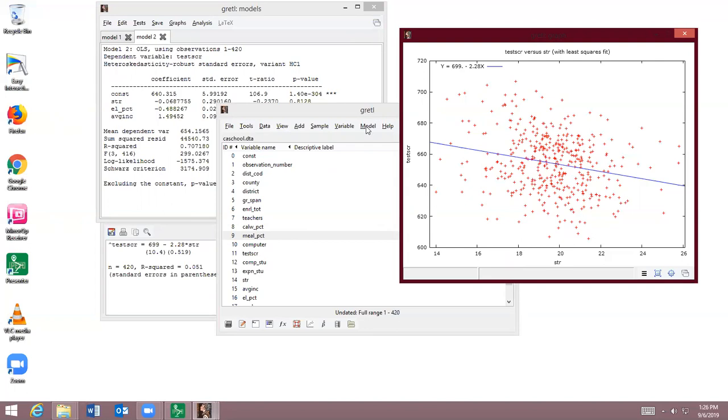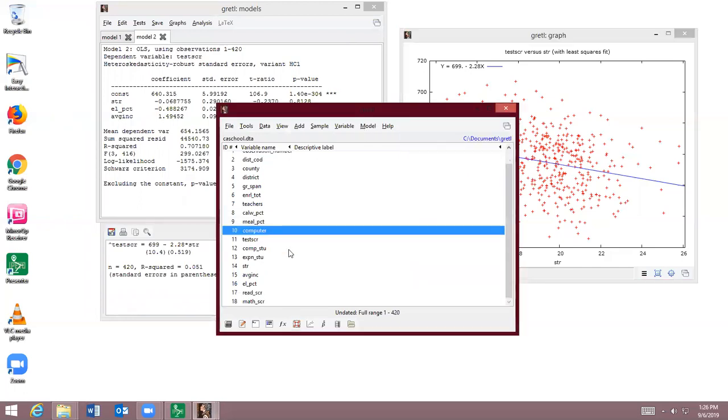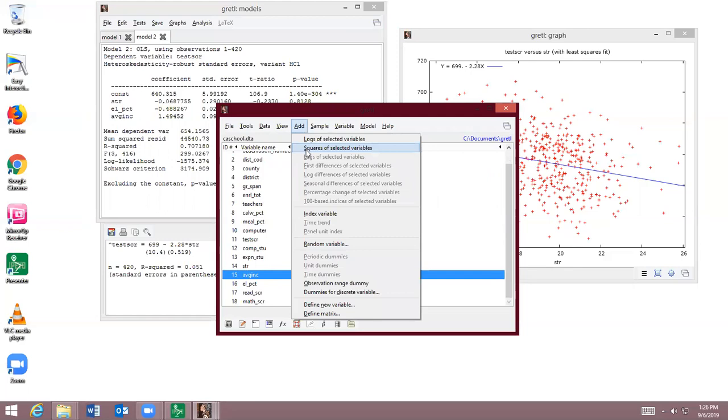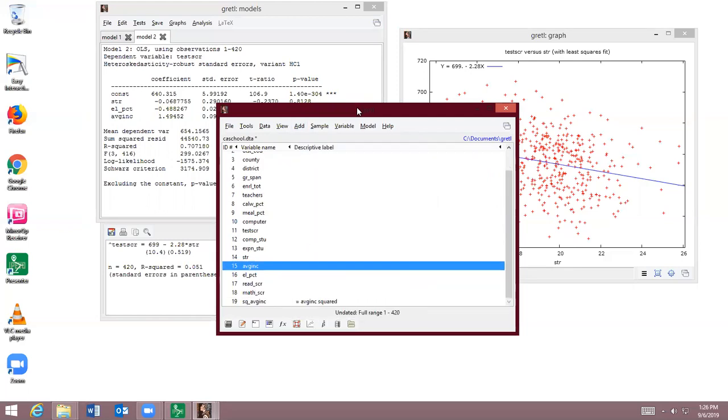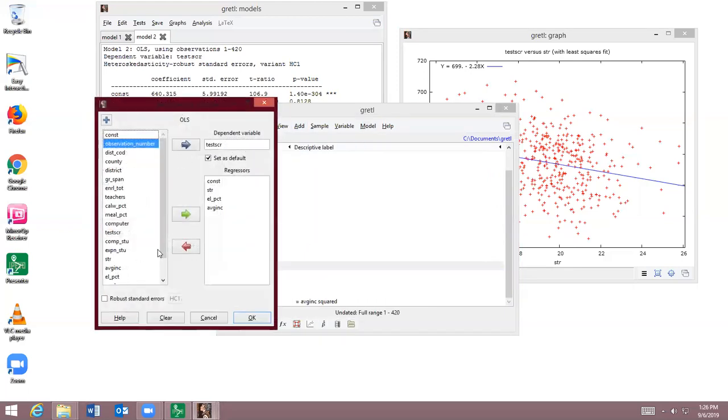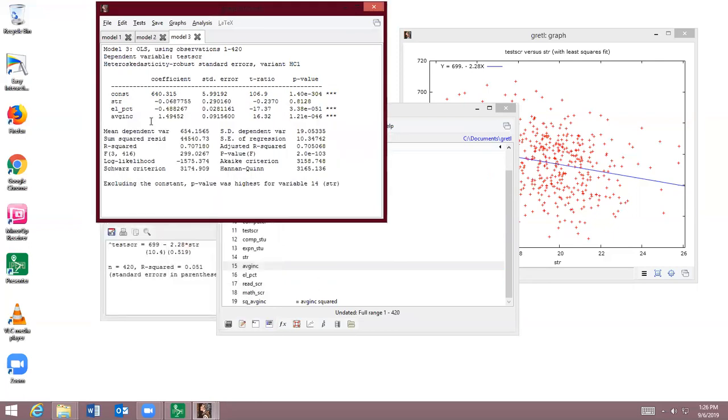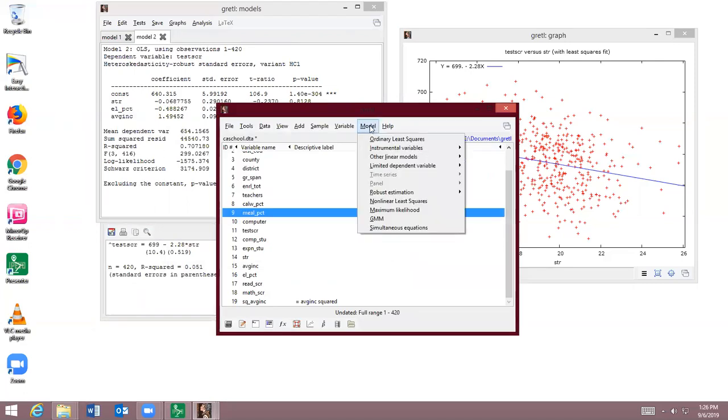So what if there's a non-linear relationship that's actually going on between some of this stuff, specifically average income, right? So what can we do? We can go ahead and add a square of average income to the right place. And that was the exact same thing.